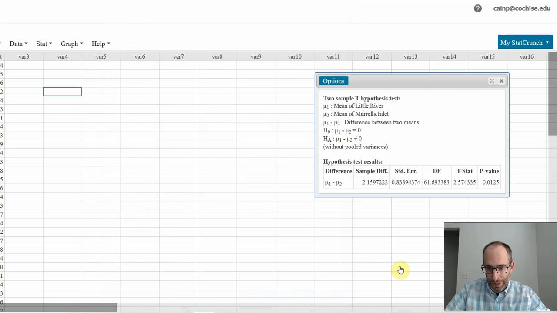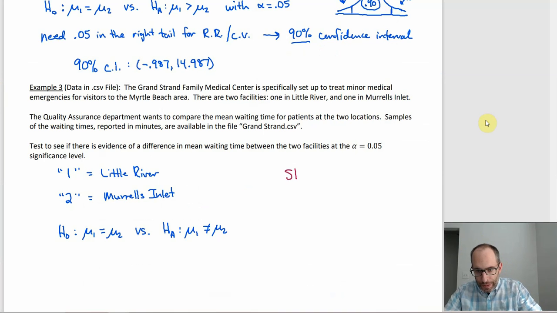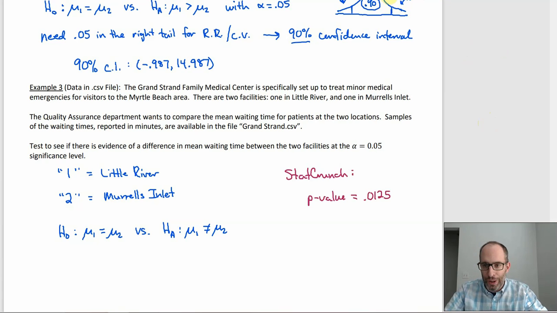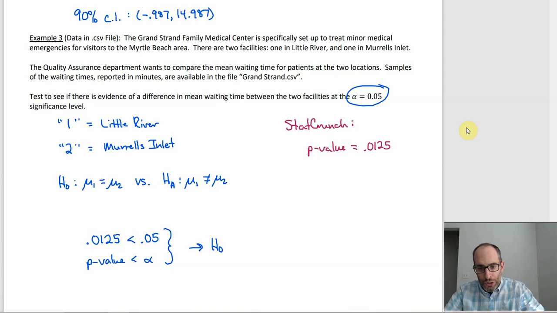And compute. All right. Then there's our p-value of 0.0125. So what we got from StatCrunch is that the p-value is 0.0125. All right, now we just have to make a decision if we should reject the null or not. It's the usual alpha, right? Alpha's 0.05, so our p-value is 0.0125. That is less than 0.05. So the p-value is going to be less than alpha, and so that means that the null should be rejected.